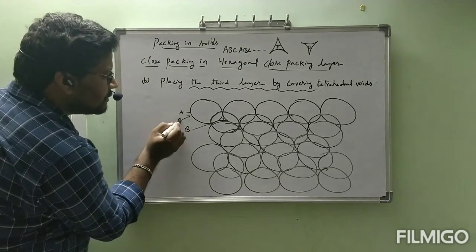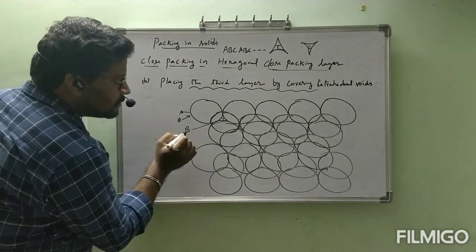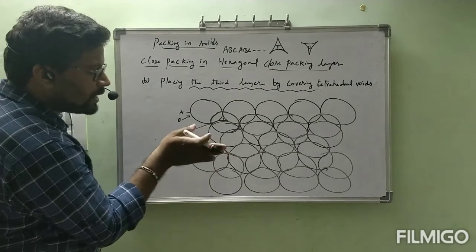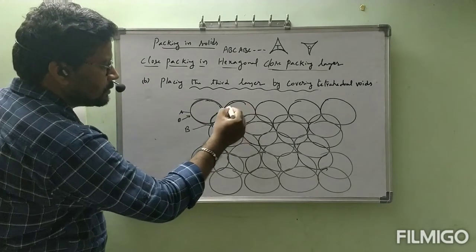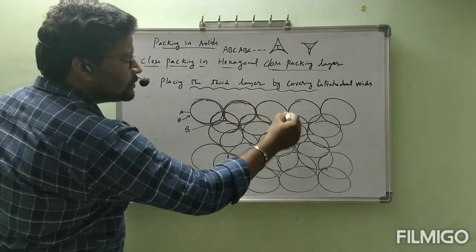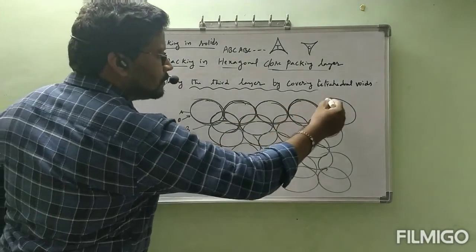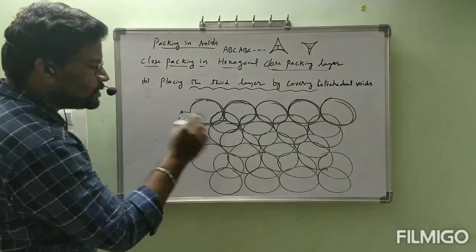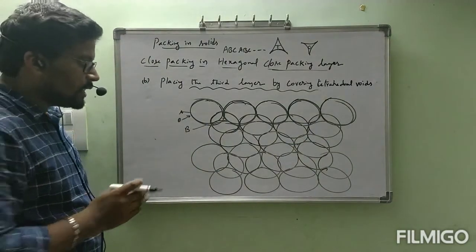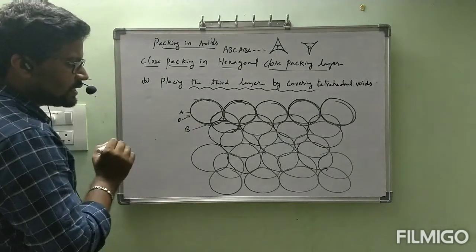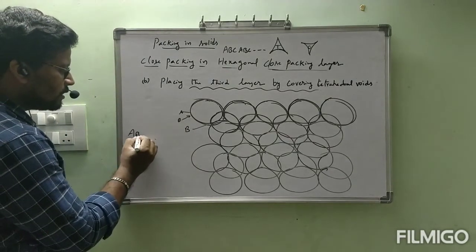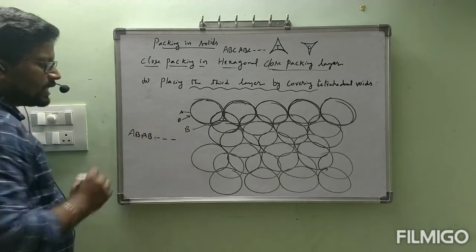So the layer below is the B layer only. Above this B layer, if you keep one more layer, definitely you will get the position of A like this. Again, the same position will be repeated. Like this, the same position will be repeated. Now, above A, again, if you keep a B layer, this is the alignment which is called AB continuation alignment.